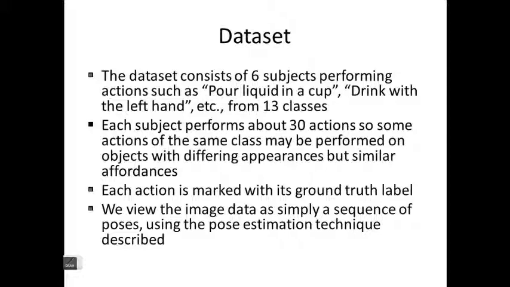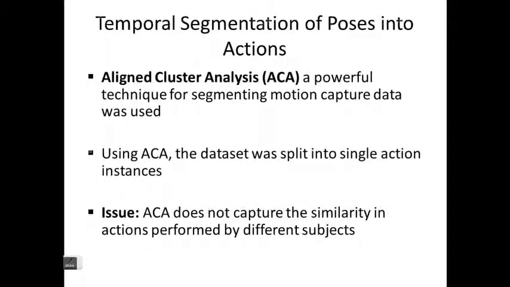This is particularly to demonstrate the fact that we can learn object categorization from functionality rather than only from appearance. And each action is marked with a ground truth label. And finally, because we've already described a method for estimating pose, we just take all of the image data and store it as a sequence of poses across time.